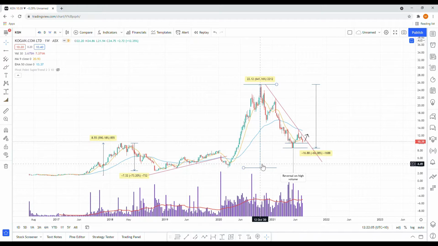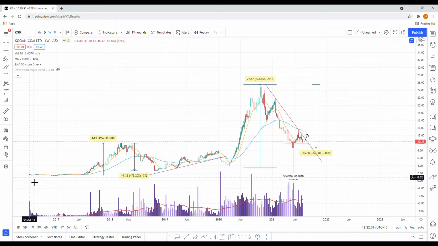So we are looking at Kogan. One of the viewers asked me last week what I think about Kogan. Let's have a look. So this is the weekly chart. You can see I have done a few markups in this graph. So here the records I have start from July 2016.